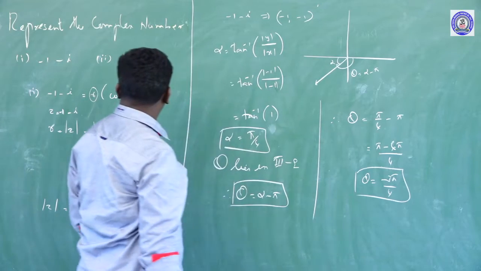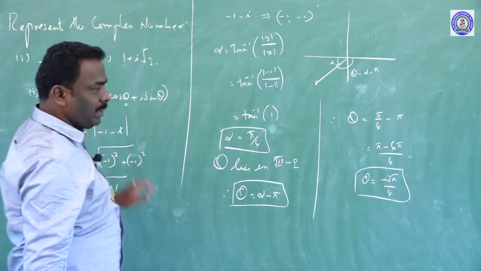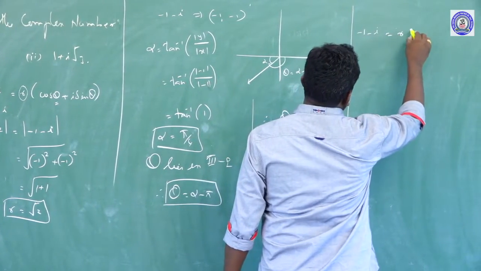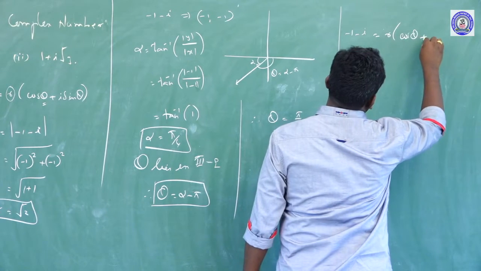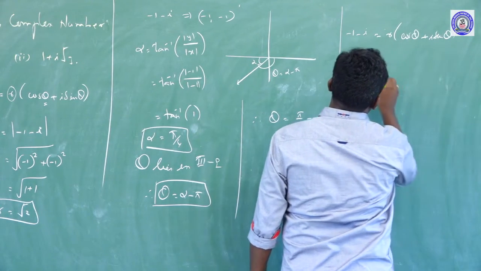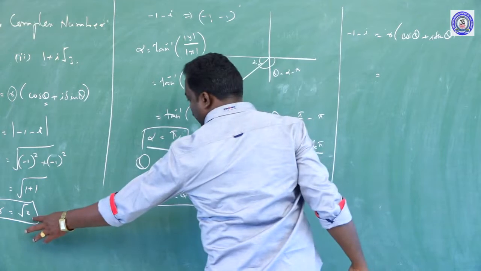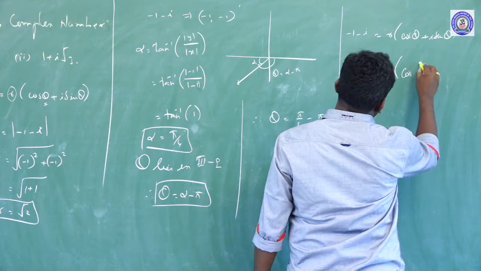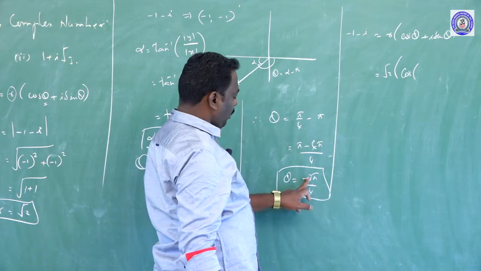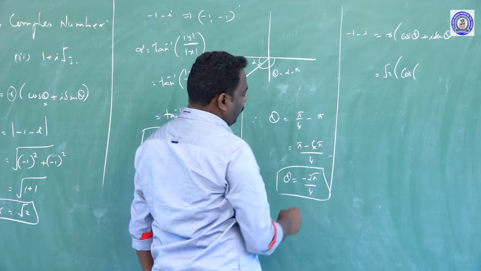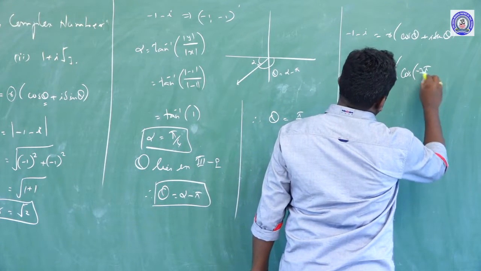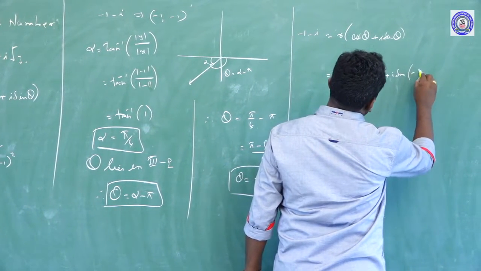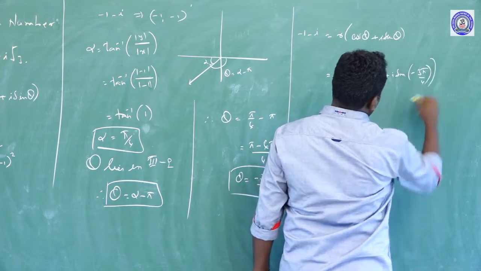Now apply it in the polar form of the complex number. Therefore, minus 1 minus i equals r into cos theta plus i into sin theta. We obtained the r value equal to root 2. Therefore, root 2 into cos of minus 3 pi by 4, which is the argument theta, plus i into sin of minus 3 pi by 4, the argument theta.